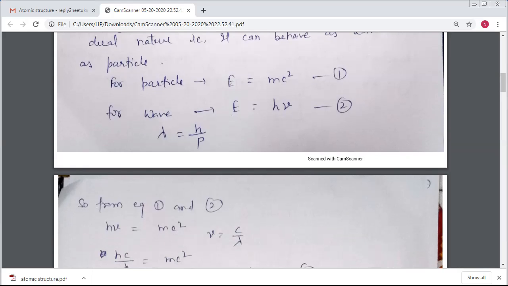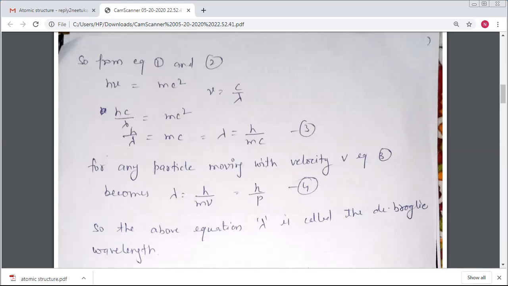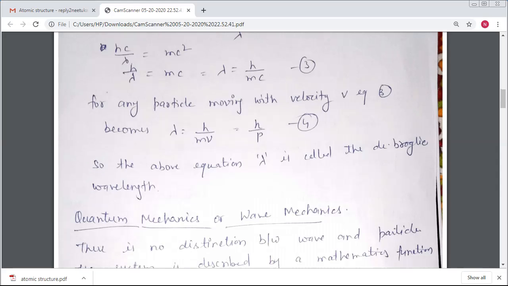So here we know all the terms. m is the mass of the electron, v is the velocity of the electron, h is the Planck constant, and lambda is the wavelength. So here we find that h nu is equal to mc square, and nu is equal to c by lambda. So we found that lambda is equal to h upon mc. For any particle moving with velocity v, it becomes lambda is equal to h upon mv, and it is h upon p. mv is equal to p, the momentum. And in the above equation, lambda is called the de Broglie wavelength.